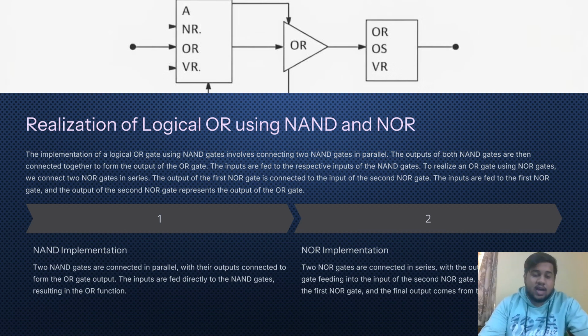Two NAND gates are connected in parallel with their outputs connected to form the OR gate output. The inputs are fed directly to the NAND gates resulting in the OR function. NOR implementation. Two NOR gates are connected in series with the output of the first NOR gate feeding into the input of the second NOR gate. The inputs are fed to the first NOR gate and the final output comes from the second NOR gate.